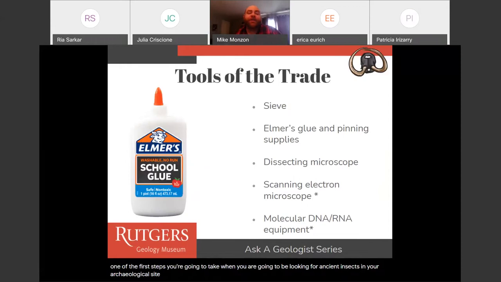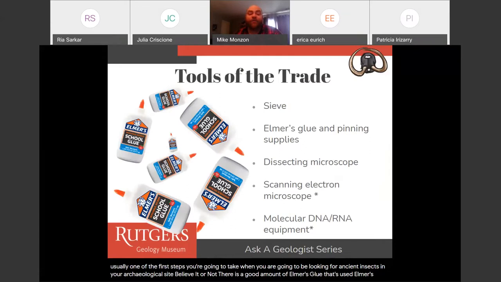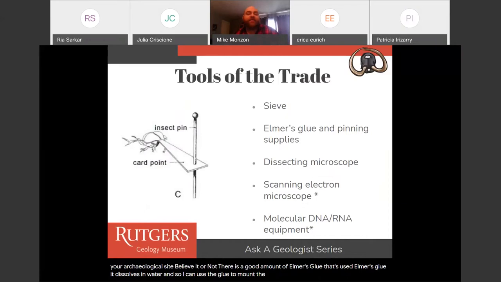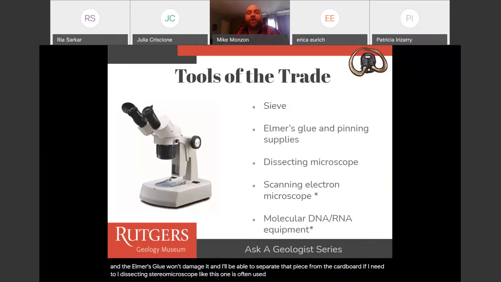Believe it or not, there is a good amount of Elmer's glue that's used. Elmer's glue dissolves in water, and so I can use the glue to mount the insect fragments onto little pieces of cardstock, like in this diagram. So instead of a whole insect, you'll have just the little fragment of an insect. The Elmer's glue won't damage it, and I'll be able to separate that piece from the cardboard if I need to. A dissecting stereo microscope like this one is often used to look for insect bits in the rest of your dirt, or whatever is remaining in your sieve after you've sifted.